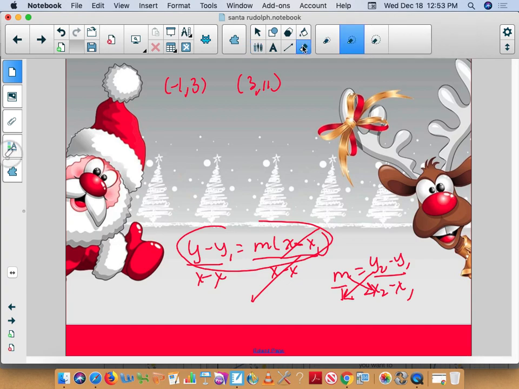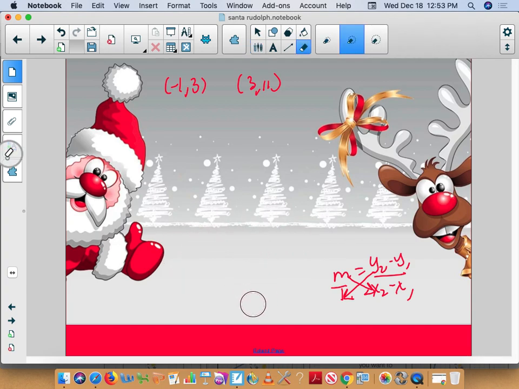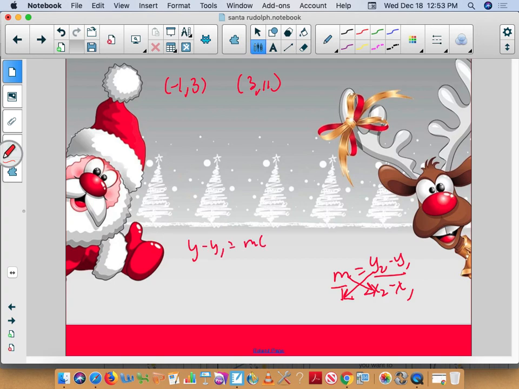Okay? Anyway, here's a second formula: y minus y1 equals m times x minus x1. Now all of a sudden you're having to understand symbols and notations. And let me write it a little bit better because this is super important.